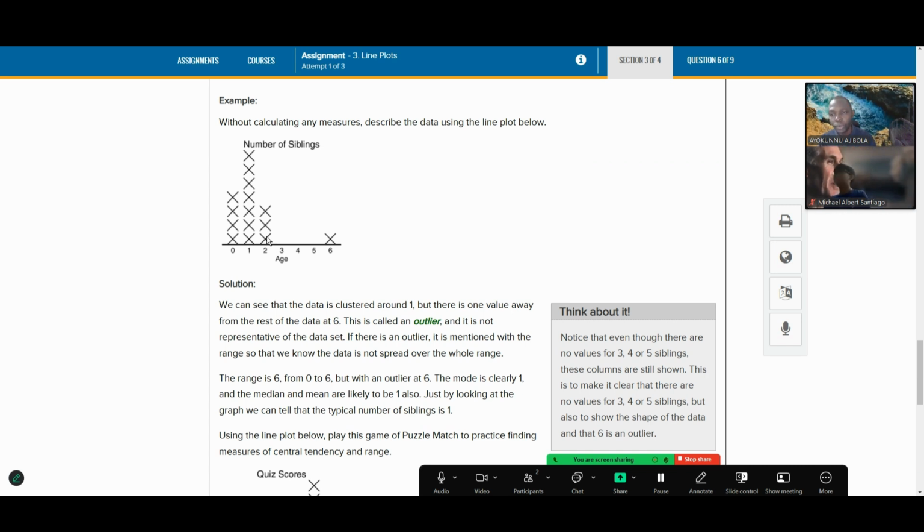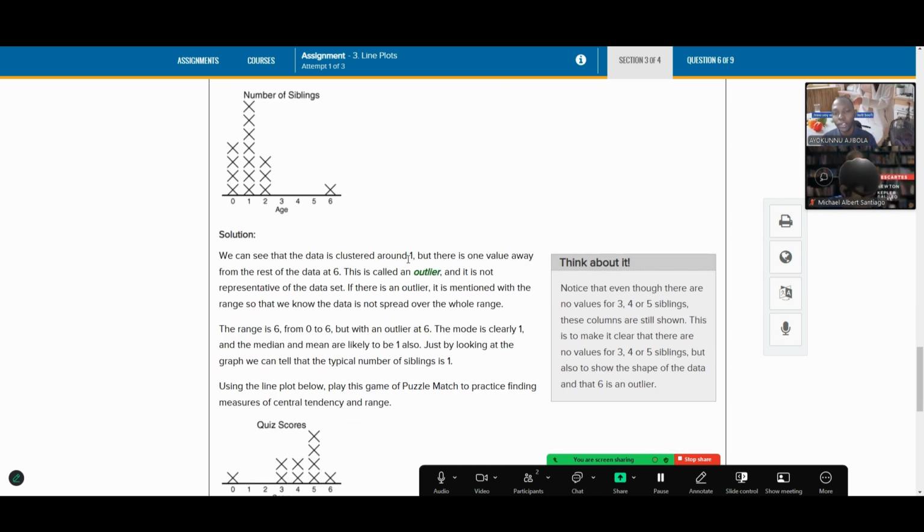1, 2, 3, 3 times. Age 3 and 4 and 5. Age 3, 4, 5 appears 0 times. Doesn't appear. Then age 6 appeared 1 time. So we can see that the data is clustered around 1, but there is one value away from the rest of the data at 6.